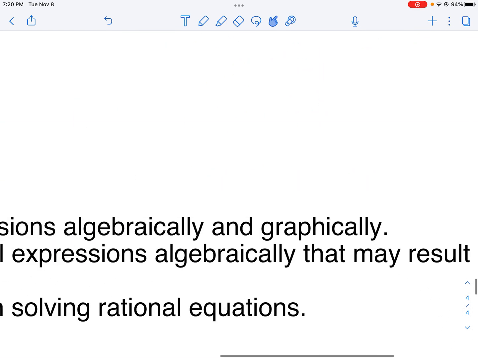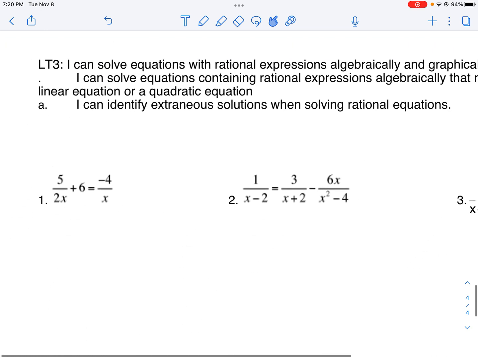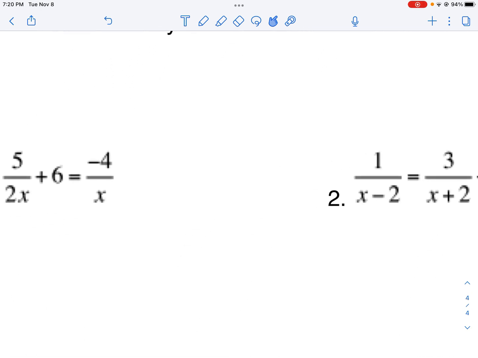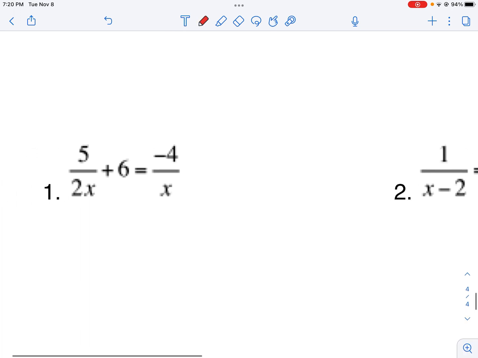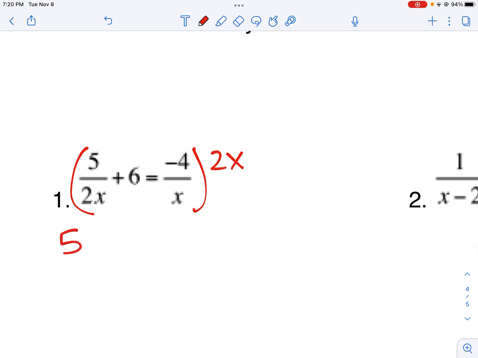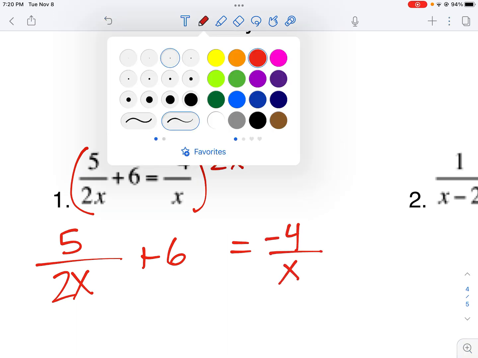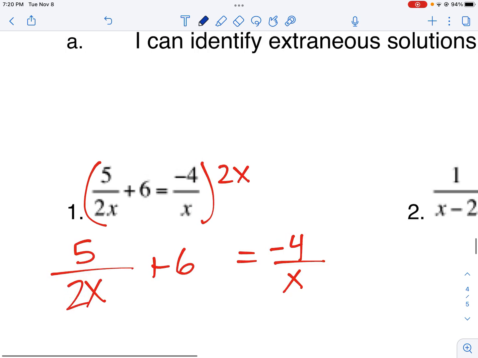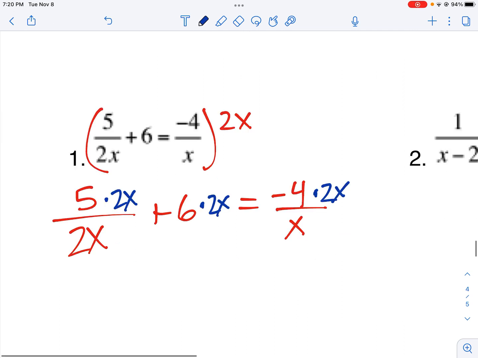And then the last one here, solving these algebraically. So we have to fraction bust these. So what's our common denominator? Well, we have a 2x, and I don't have to write it again because there's an x. So this really is 5 times 2x plus 6, negative 4 over x. But each of those fractions, I said I'm going to multiply by 2x. So times 2x, times 2x, times 2x. So the 2x's reduce out.